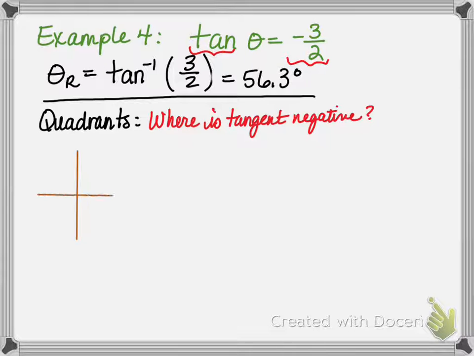So here's our visual. All Students Take Calculus. And we shade where it's positive. Always shade the positive. So it's positive here and it's positive here. But the question asked, where is it negative? So what are the answers? Our quadrant answers are going to be 2nd and 4. So these are where our answers for our angle are going to be.